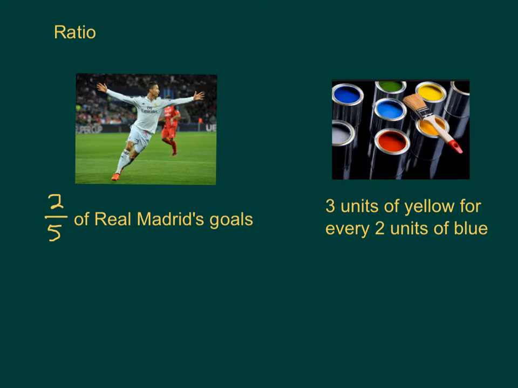Now, ratios are very closely linked to fractions. If we consider this made-up statistic, 2/5 of Real Madrid's goals are scored by Cristiano Ronaldo, then I'm saying 2 out of every 5 goals scored. So, for every 2 goals that Cristiano Ronaldo scores, 3 are scored by his teammates. Now, in this fraction, the emphasis is more on comparing Cristiano Ronaldo's goals to the total number of goals scored by the team, the total, which is 5.